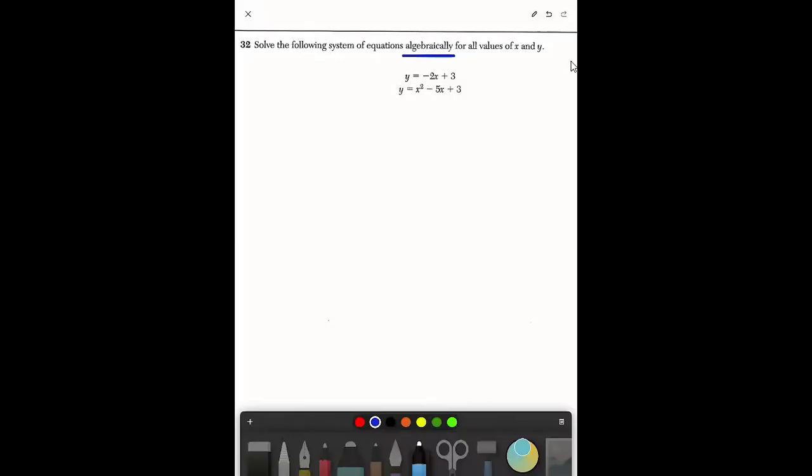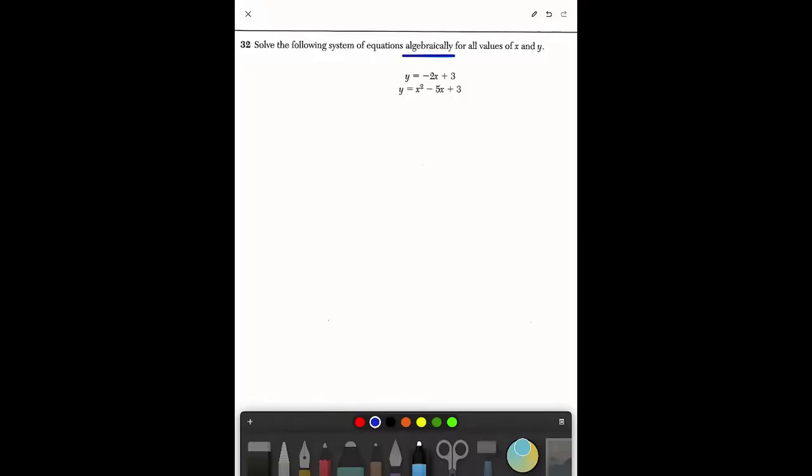Hey guys, this is Mr. H. This is question 32 from the 2026 Algebra 1 Regents exam. This is a 4-point constructed response question. They want you to solve the quadratic-linear system algebraically.